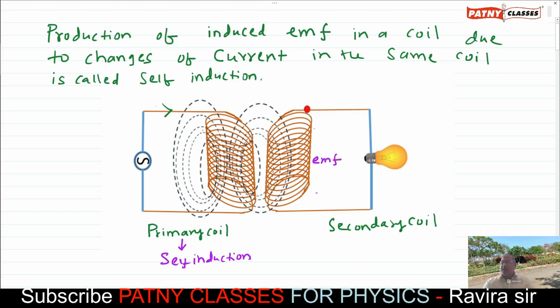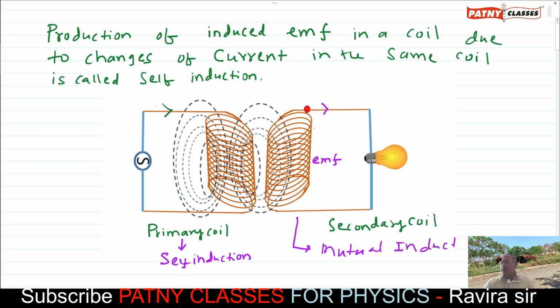That means in the right side coil, the EMF is produced because of the variable flux of the primary coil. So EMF is induced in the secondary coil due to flux changes in the primary coil. The EMF produced in the secondary coil will cause the electrical current to flow through the secondary coil. Now, what do you call the EMF produced in the secondary coil? That is nothing but called mutual induction.